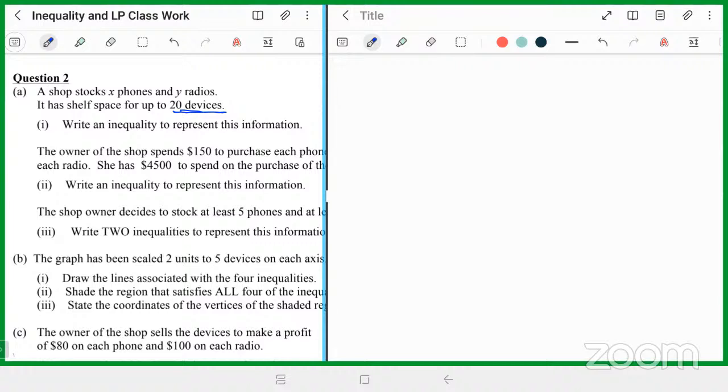So we have X phones, where X is the number of phones. And we have Y radios. Y is the number of radios. You don't know X and you don't know Y. You don't know them yet. You don't know exactly how many you're going to buy.